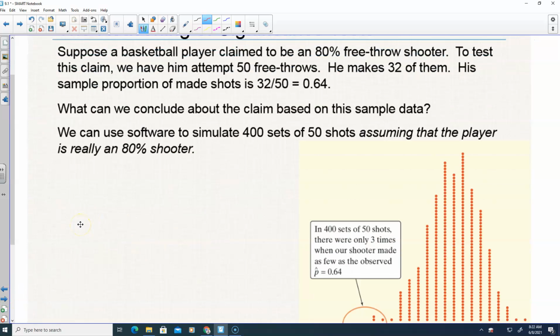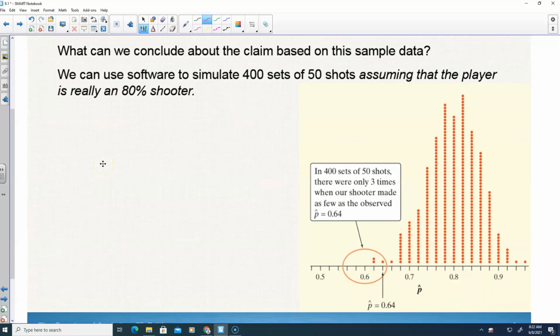Okay, so going back to our basketball shooter, to test his claim, we said that we had him do 25 at a time. So here, let's say we did 50 free throws and he made 32. He got 64%. What can we conclude about the claim based on the sample data? If we simulated 400 times that he shot 50, so these are all simulations, this did not actually happen, that would be quite a lot of 50 shots. If he's actually an 80% free throw shooter, this is a simulation of a whole bunch of trials of 50. Down here, that 0.64 is where he ended up.